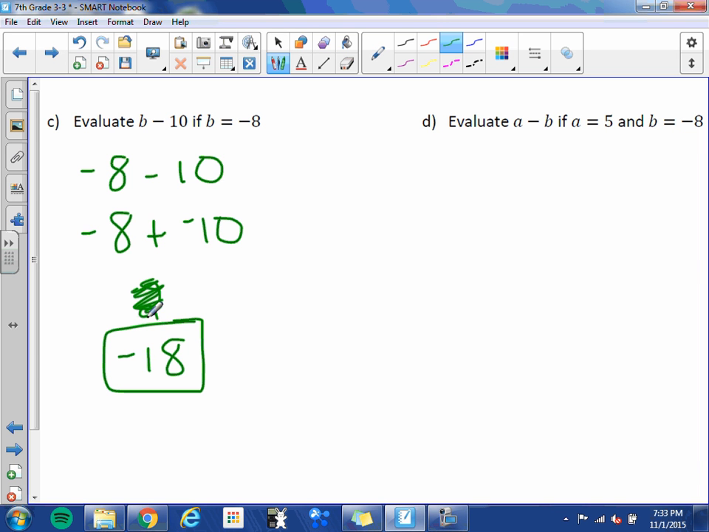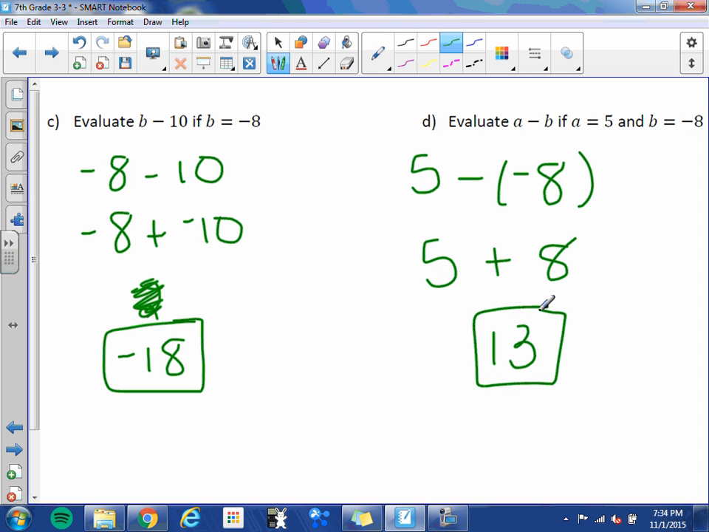Evaluate a minus b if a equals 5 and b equals negative 8. 5, bring down the minus sign, and b is negative 8. I will not subtract. I will add the opposite. So we just have 5 plus 8, which is 13.